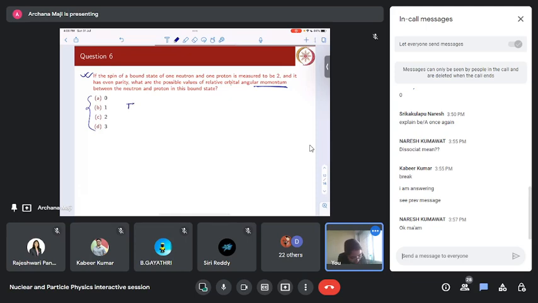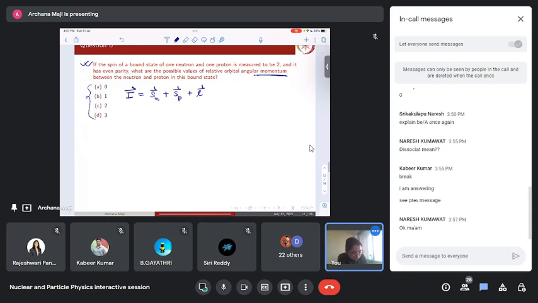So let's call the spin of the bound state I, and that will be the spin of neutron plus the spin of proton plus the relative orbital angular momentum between neutron and proton. This is what we need to find out: L, what are the possible values of L? Now we know the spin of neutron is equal to h cross over 2 and the spin of proton is also h cross by 2.